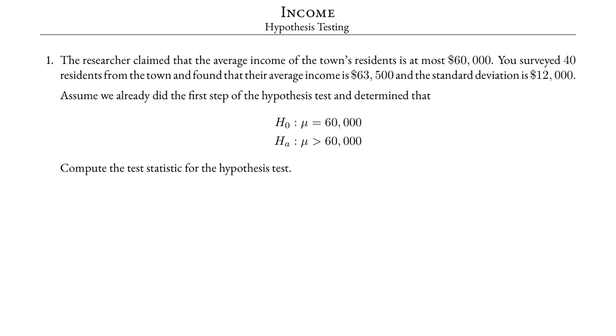Compute the test statistic for the hypothesis test. This is the only thing we need to do in this particular problem. To compute the test statistic for the hypothesis test for the mean, we need to determine whether sigma is known or sigma is not known. The reason why we need to determine this is because the procedure for each of these two cases is different.